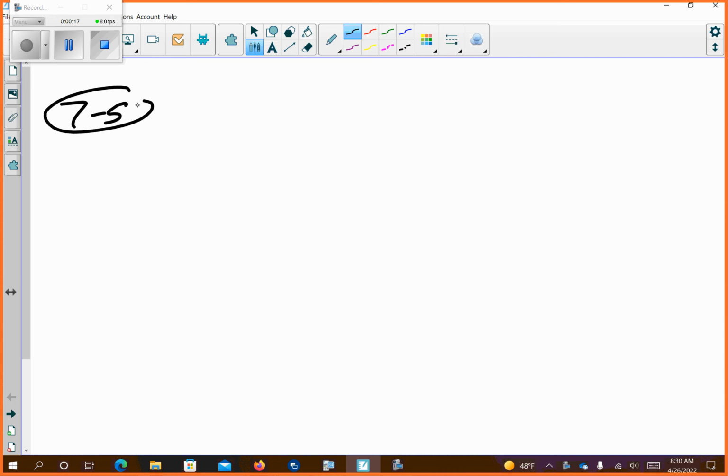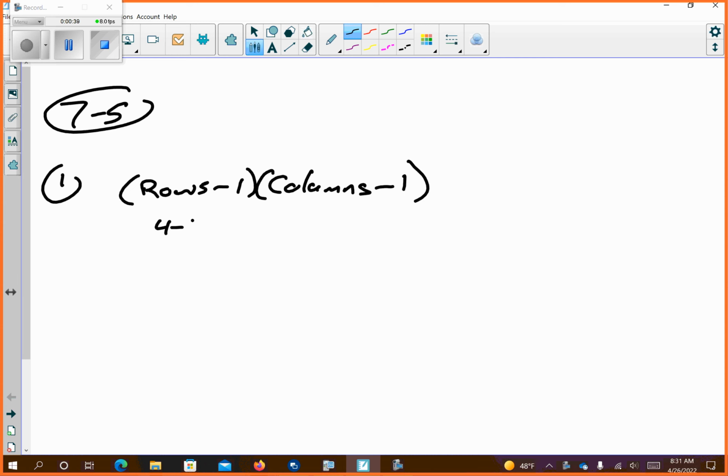All right. So this is 7.5, right? Is that right? Yes. Cool. All right. So problem number 1 says the contingency table has 4 rows and 6 columns. How many degrees of freedom? So remember when we're doing the table, the degrees of freedom will be rows minus 1 times columns minus 1. So if we have 4 rows and 6 columns, we'd have 3 times 5, so that would give us 15 degrees of freedom.